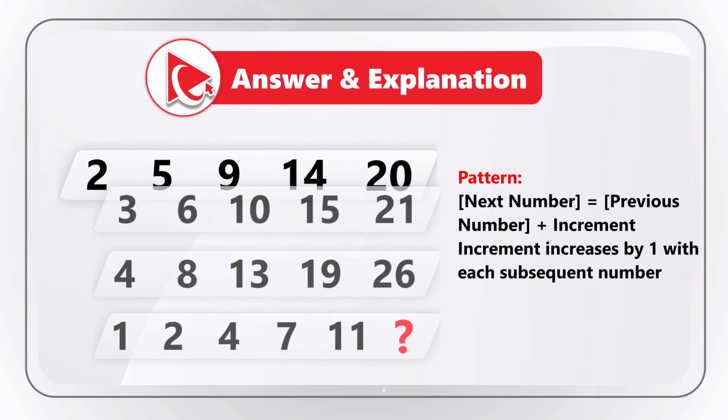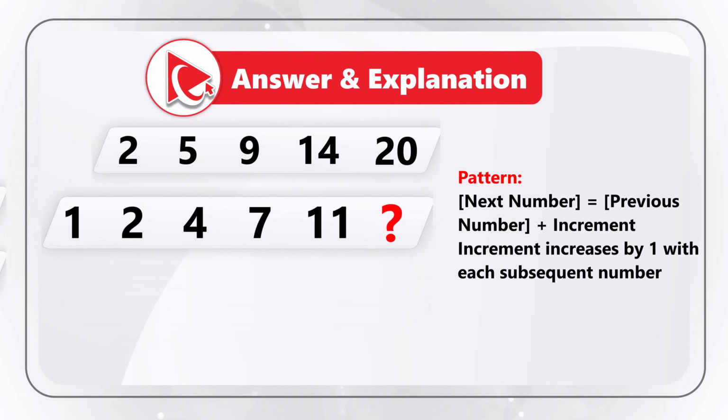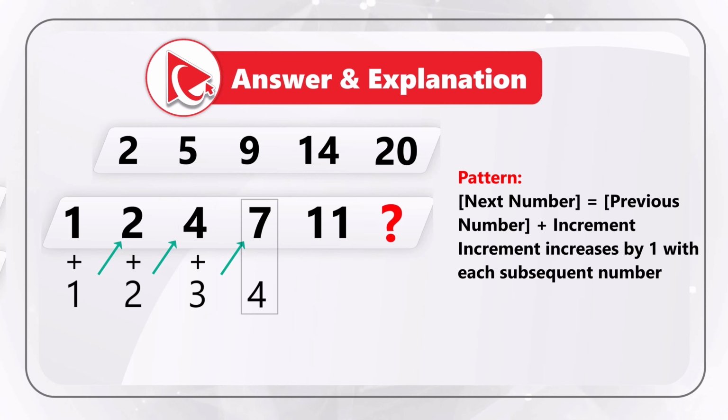I'm going to skip rows 2 and 3 so you can do calculations independently to practice your skills, but I am going to do the calculations for the last row. 1 plus 1 equals 2. Increment increases by 1, so 2 plus 2 equals 4. 4 plus 3 equals 7. 7 plus 4 equals 11. And last calculation, 11 plus 5 equals 16.